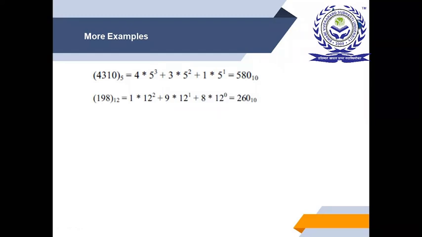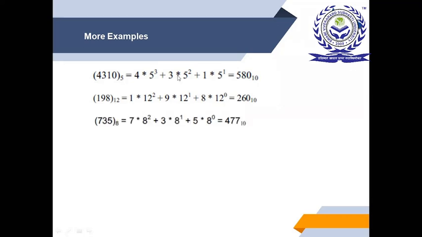Another example, let us say that we have a number system of base 12. So 198 is not the value in base 10; it is 198 base 12, and I can expand it like 1 into base to the power 2 plus 9 into base to the power 1 plus 8 into base to the power 0. When I expand it, this value comes to be 260. Now, when the base is 10, we can directly write the value as you study in mathematics, that is 260. But in the case of any base other than 10, it will be 198 base 12.